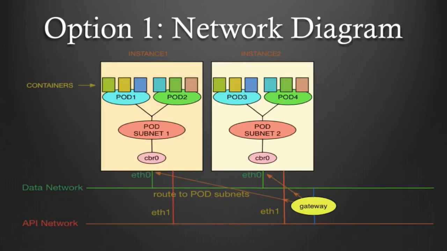It looks like this. You have 2 instances and 2 pods in each instance. You allocated a pod subnet, and you have added routes on the gateway to route traffic, so you have full reachability between the containers.